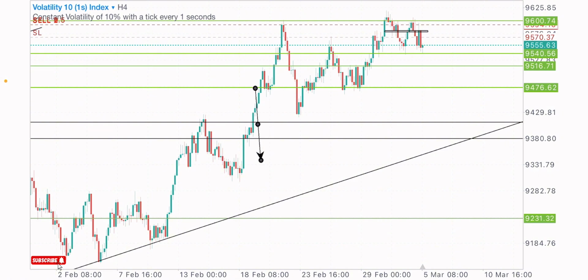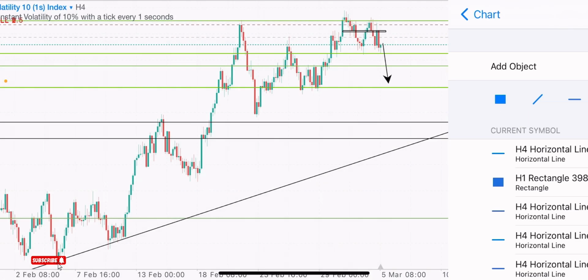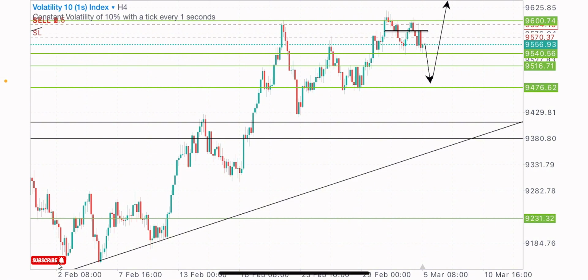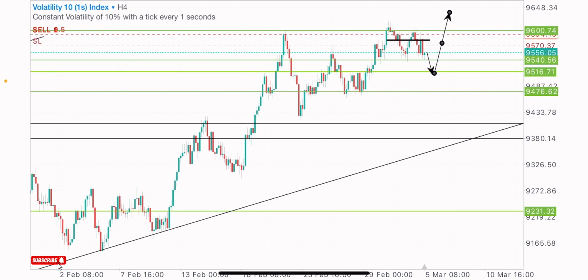Either price sells further to this zone, or price sells to this level, this other block here. Price gives the sells to this zone, right? For more buys on this index, price gives the sells to that point for more buys in the coming hours and days on the Vix10 index.